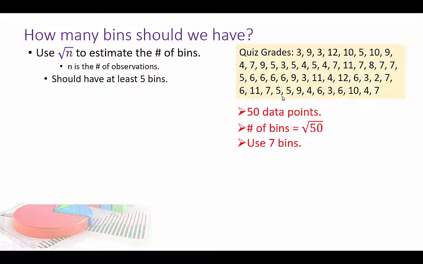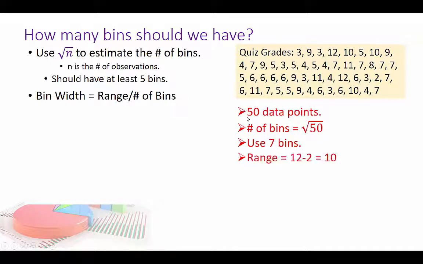Now you can see here I've got 50 data points, and if I take the square root of that, that's roughly 7 bins. Now, after I decide how many bins to have, then I need to figure out the width, which is basically the range of data divided by the number of bins. In this case, the range is the highest number minus the smallest. It's always that. 12 minus 2, but in this case it's 10. And 10 divided by 7 is 1.42, so we round that up to 2.